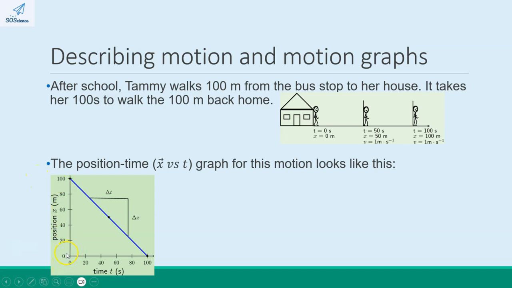Now what we can see is that at time 0, Tammy was 100 meters away from the reference point, which is her house. And then she's now walking in the negative direction towards her house. So after 50 seconds, she is 50 meters away from her house. But we have a negative gradient because she's walking in the negative direction. After 100 seconds, she is at position 0, which is the reference point, which is her house.